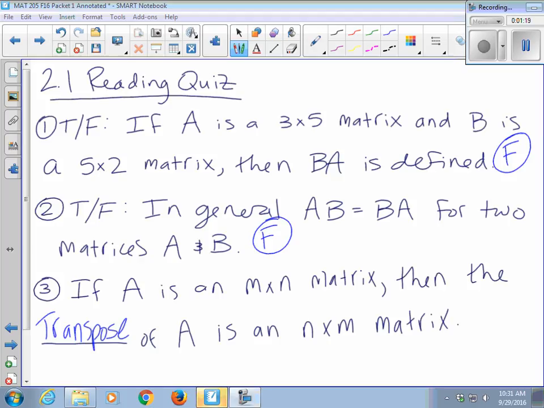Transpose? No, I don't think so. You can still mark it right even if you were pronouncing it incorrectly.